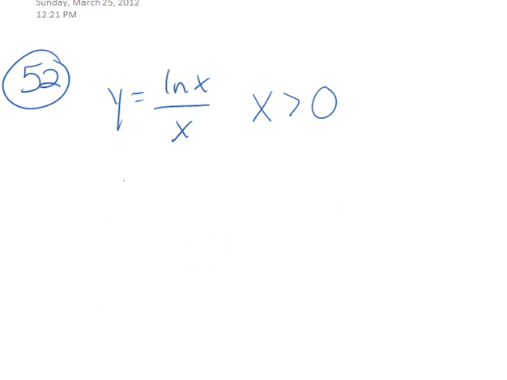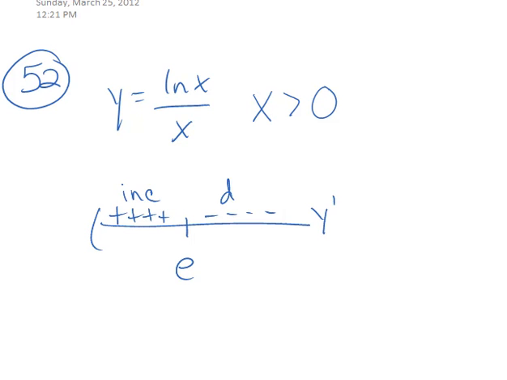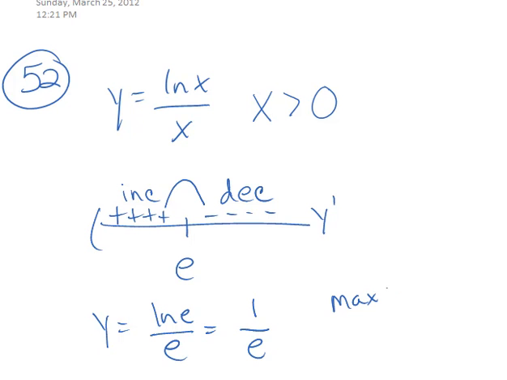So that means that our original function was increasing and then decreasing. So if you're increasing and decreasing, then you have a max at e. And to figure out what the max is, you plug it back into the original function. So y equals the ln of e over e. The ln of e is just 1, divided by e. So that's your y value of your max. So you have a max at e, 1 over e.